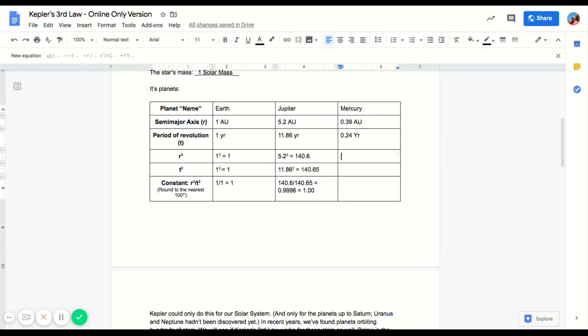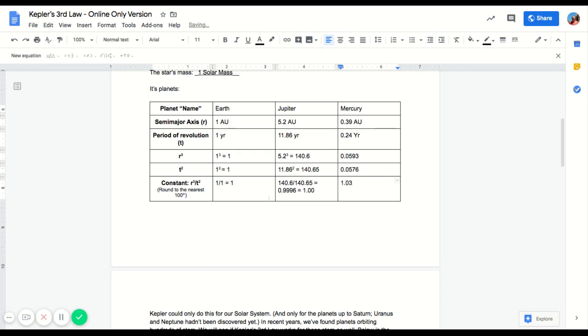Now I'll do it for Mercury. Okay, for Mercury, and I'm not going to show all the steps. I'm just going to take 0.39 cubed and put it there. And for 0.39 cubed, 0.0593. And when I do the 0.24 and square it, I get 0.0576. When I divide those out, I get 1.03.